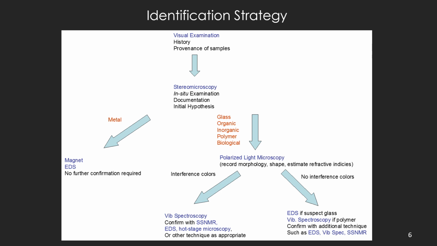And then you begin the analytical part of the work with stereo microscopy. With this, you begin to develop, first of all, your initial hypothesis. What do you think this is? Does this look like a bit of metal? Does it look like glass? Does it appear to be a polymeric fiber? And then you go through the rest of this scheme to attempt to nail down what the identification is.